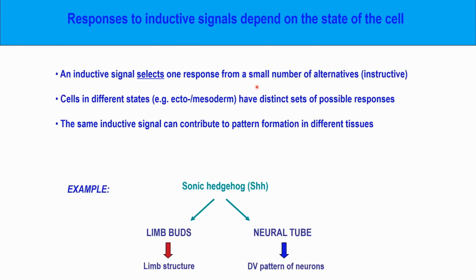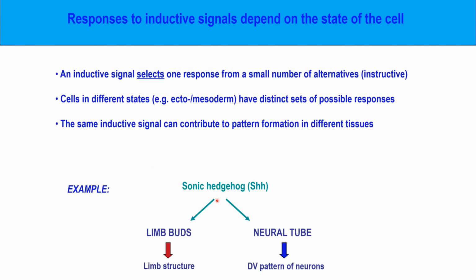and this in a way feeds back to our responses to inductive signaling. They depend on the state of the cell. So an inductive signal can select a response from a small number of alternatives, if it's an instructive signal, right? And cells in different states, so for example, they might be ectoderm or mesoderm, have distinct sets of possible responses because they have a memory of what they have met before. They are determined in some way, and they can respond in different ways to the same signal.